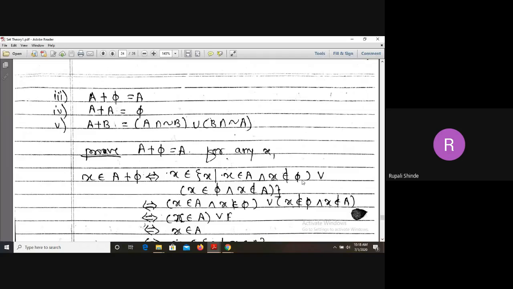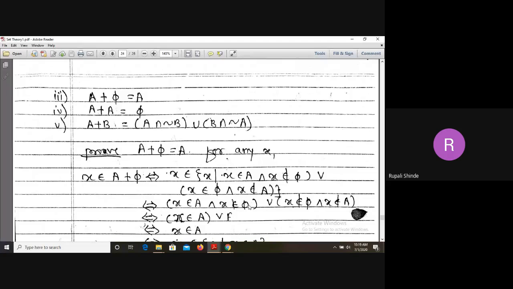Okay. This is one part. Again, union or we can say or phi minus A. So what is the meaning of A minus phi? X belongs to A and X does not belong to phi. So here we have written the definition for A plus phi. Now check the first bracket: X belongs to A and X does not belong to phi.